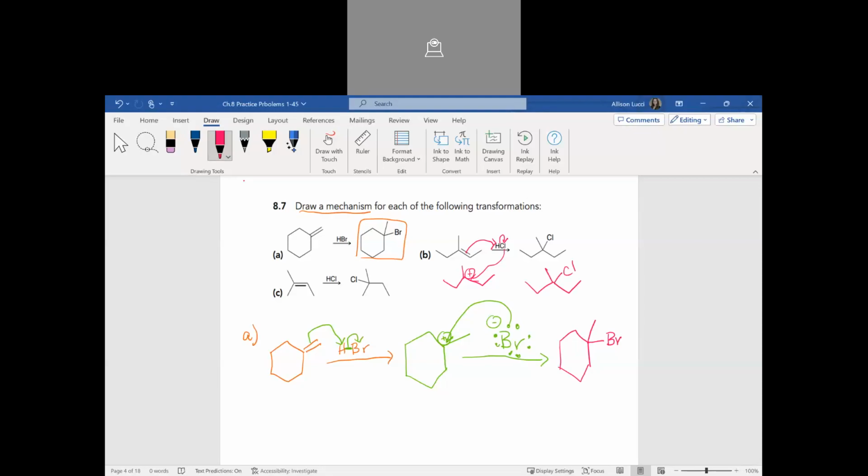So the same steps are involved again with our third molecule here. We have our proton transfer in step one, and then a carbocation intermediate would form over here at the tertiary site, and that's where we have our nucleophilic attack of the chlorine, and hence our final product here.